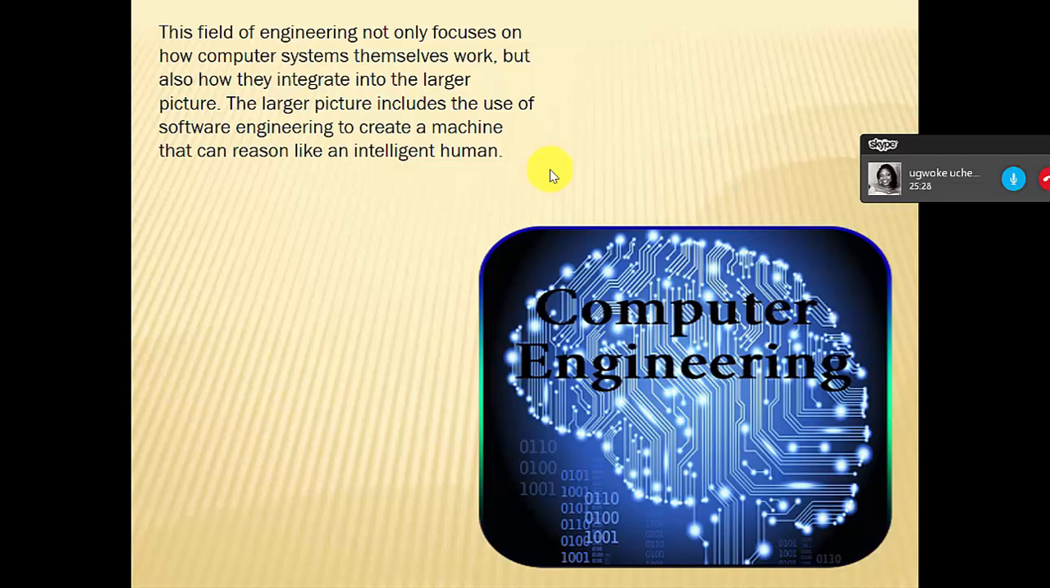And in as much as it's doing that, computer engineering also looks at the bigger picture, something that has to do with the future. We're looking at having software that creates machines that can reason like intelligent human beings. And this is what brings us to artificial intelligence.